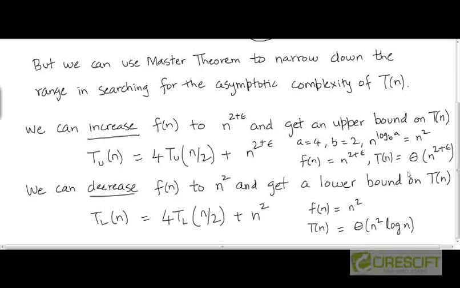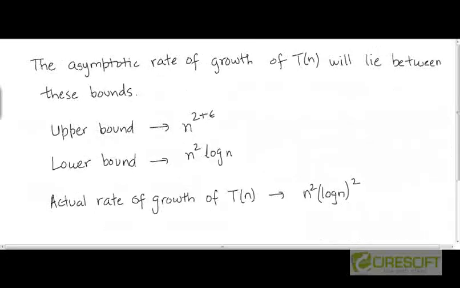So we have an upper bound on T(n) and we have a lower bound on T(n). So we can say that the actual asymptotic rate of growth of T(n) will lie somewhere between these bounds. The upper bound is n to the power 2 plus epsilon. The lower bound is n square log n. It turns out that the actual rate of growth of T(n) is n square times the square of log n.